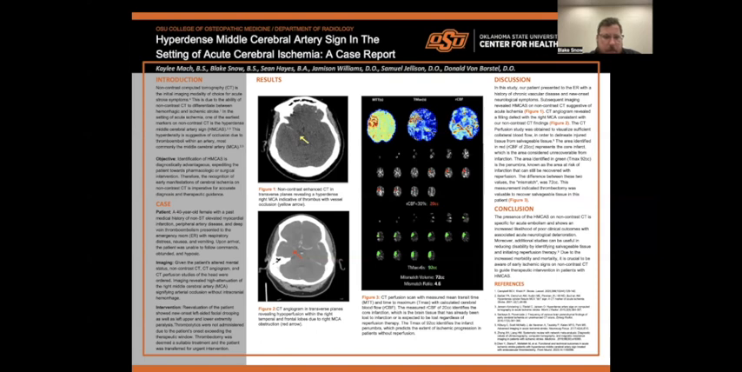Thrombolytics were not administered due to the patient's onset exceeding the therapeutic window. Thrombectomy was deemed a suitable treatment, and the patient was transferred for urgent intervention.